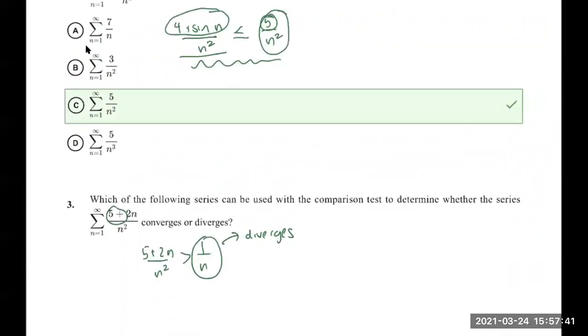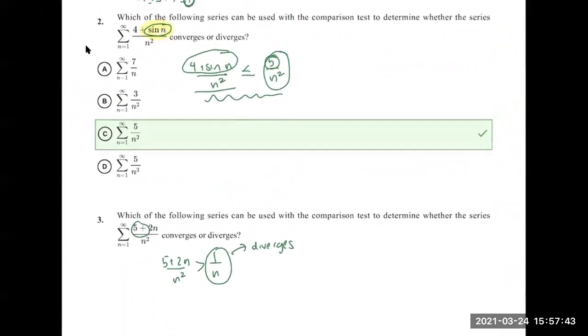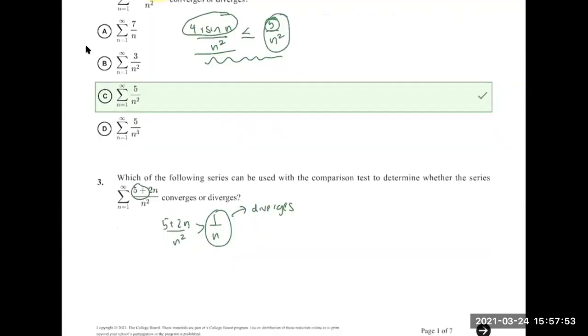So this is the exact opposite of what we did on top, but it's the comparison test going in both directions. This one is one in which you have the function you want to show forces it to converge, whereas this one forces it to diverge.